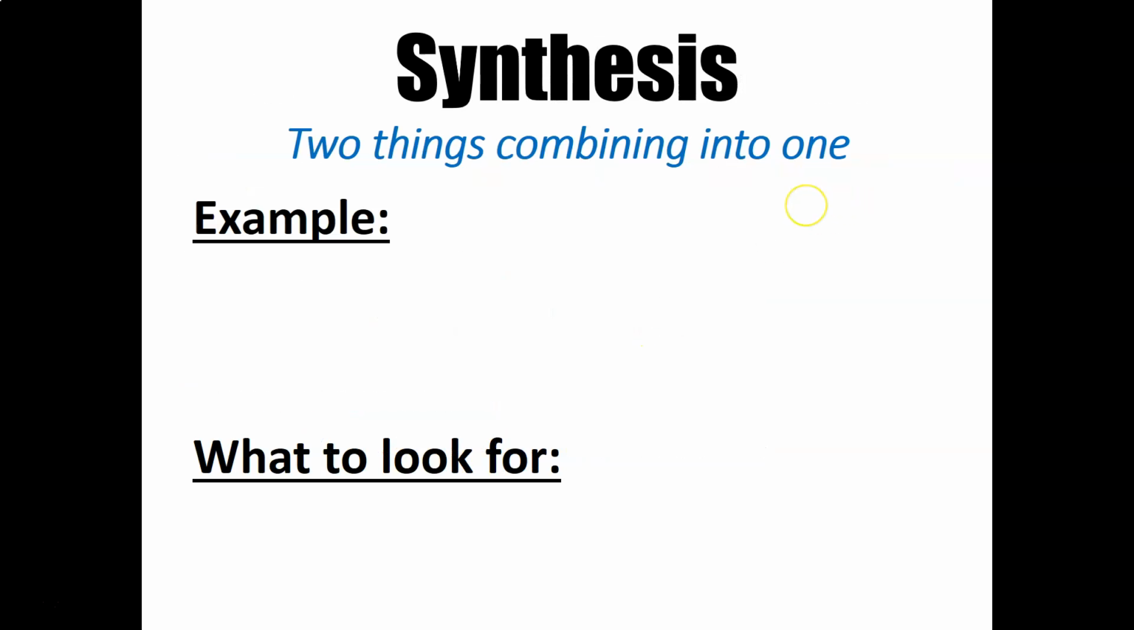So for synthesis, we typically say that it's 2 things combining into one. It doesn't have to be 2 into 1. It could be 3 things combining into 2 things. It could be 7 things combining into 3 things. The idea is that you're just going to end up with fewer items than you started with. So I'm going to give you a generic example with X's and Y's. You can see here I've combined my reactants into fewer products.